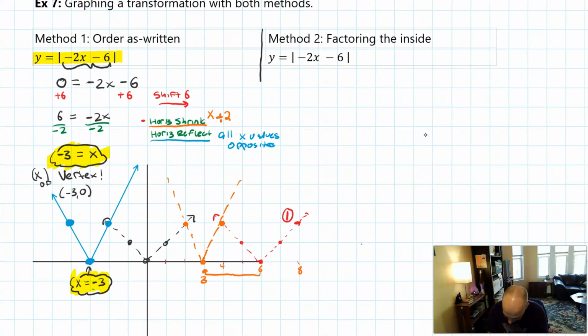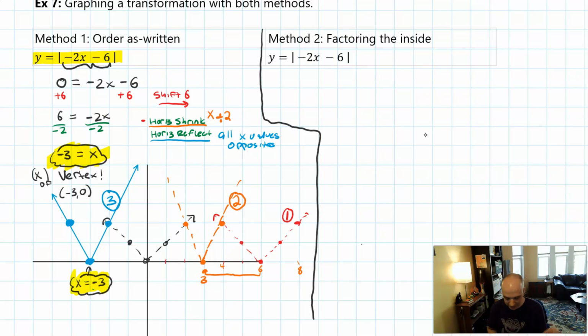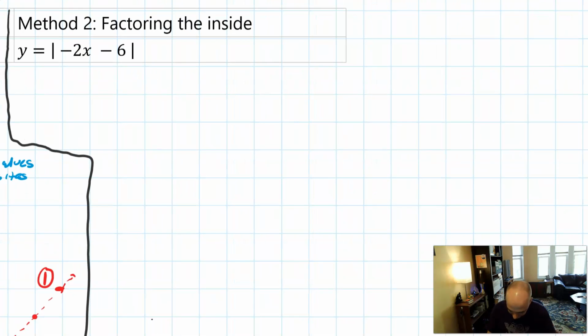Now let's approach this by factoring that inside value and see if that can make our life easier to graph, right? Before, we had to shift, then we had to stretch, then we had to reflect. And it just made things kind of difficult. So let's try factoring the inside. You do have to be a little comfortable with factoring here. So we'll say y equals the absolute value of -2 parentheses x plus 3. So you're pulling out that common factor.